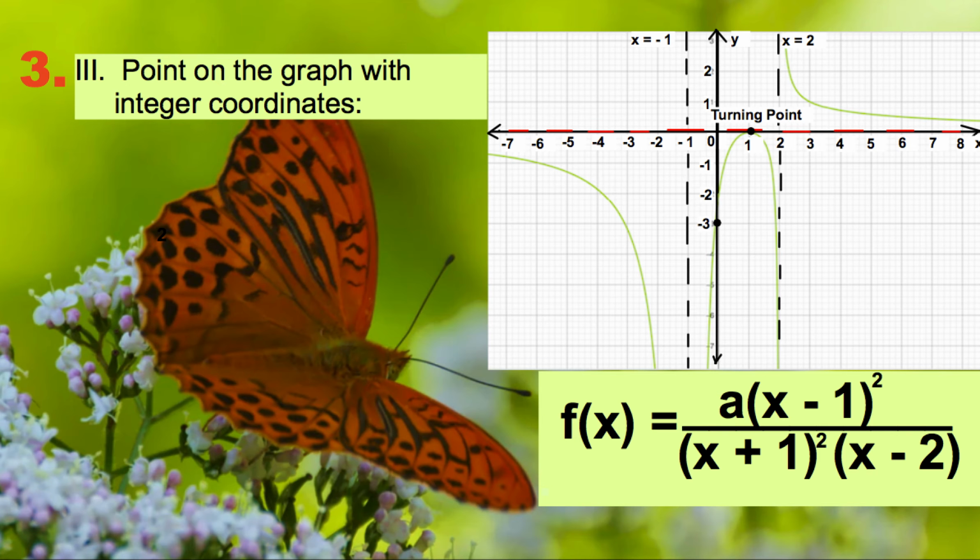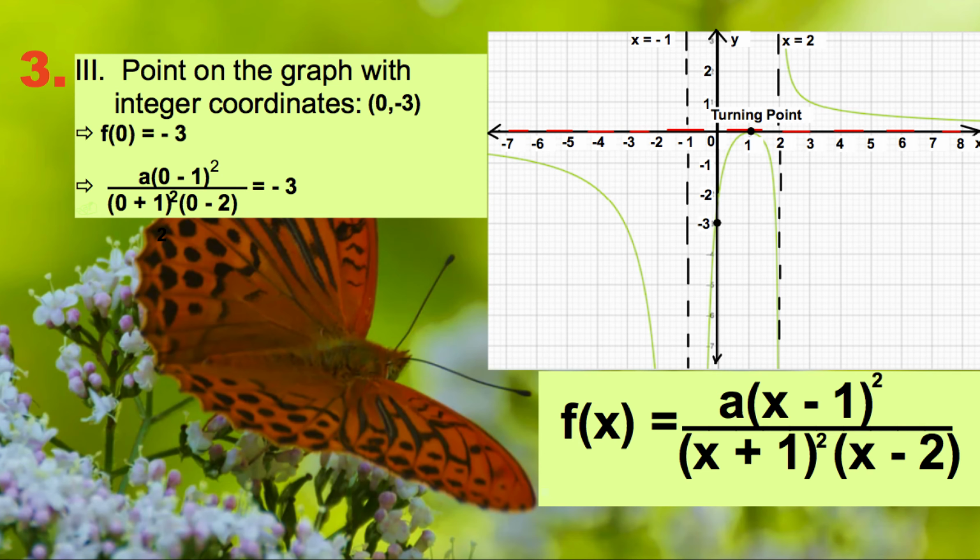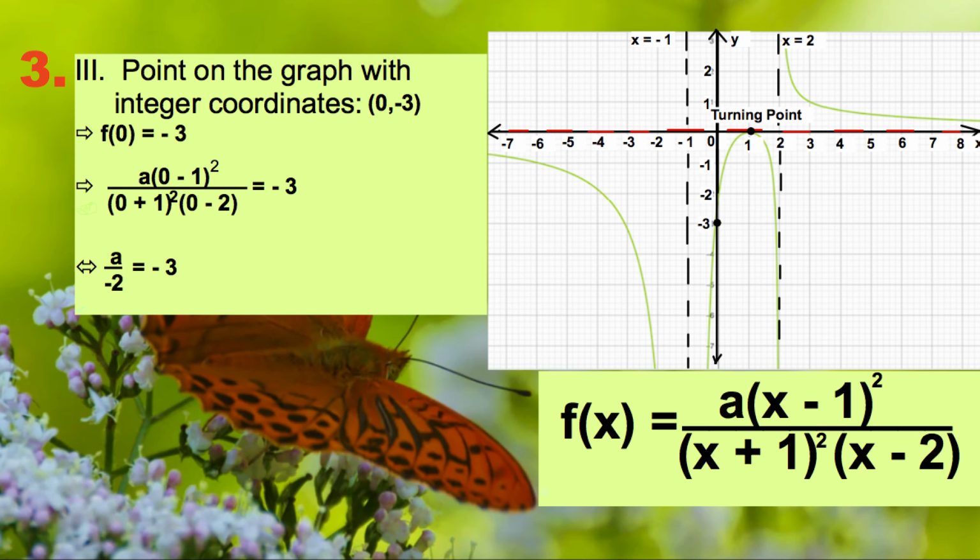Point on the graph with integer coordinates. Let's choose the point of coordinates 0, -3. Thus, f of 0 equals -3. Thus, a times the quantity 0 minus 1 everything squared over the quantity 0 plus 1 everything squared times the quantity 0 minus 2 equals -3, which is equivalent to a over -2 equals -3, which evaluates to a equals 6.